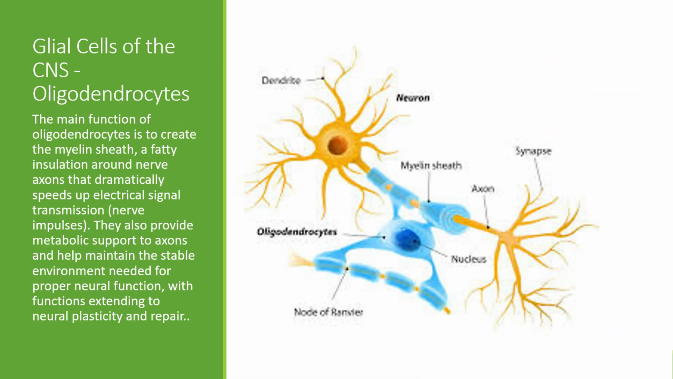All right, another type of glial cell in the central nervous system are the oligodendrocytes, and their main function is to create the myelin sheath. The myelin sheath is a fatty insulation that's found around the nerve axons that helps to speed up the electrical signal, what we call the nerve impulse. But they also provide metabolic support to the axon, and they help maintain the stable environment that's needed for proper neural function. And that proper neural function extends to things like neuroplasticity, which is how the brain rewires and repairs.